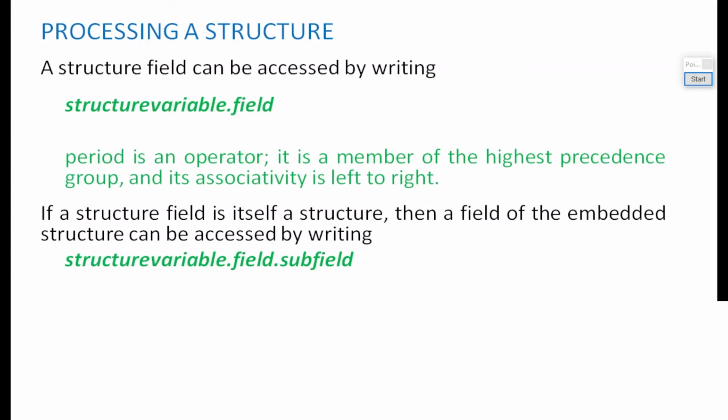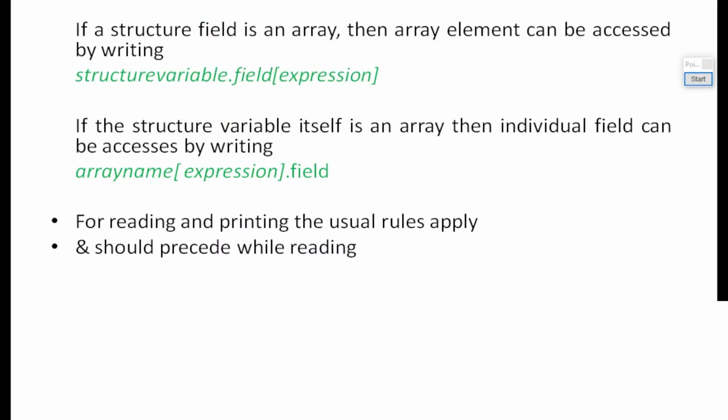If that kind of nesting is done, then structure variable dot field dot subfield is the syntax to be followed. We will discuss it when we do the programming. If a structure field is an array, then also you can access it by using structure variable dot field. But because that field is an array, how do you access the individual elements of the array?